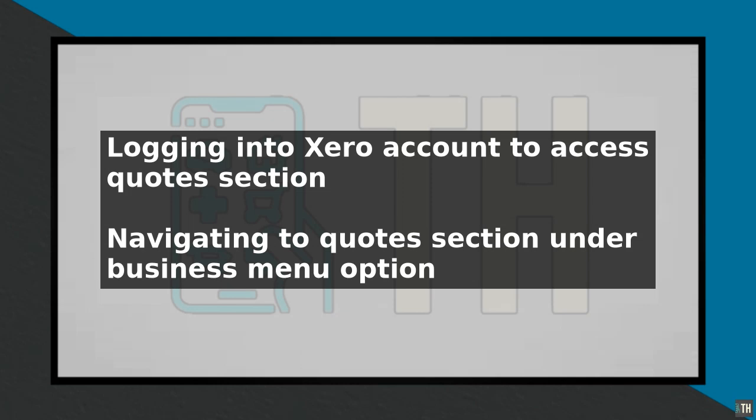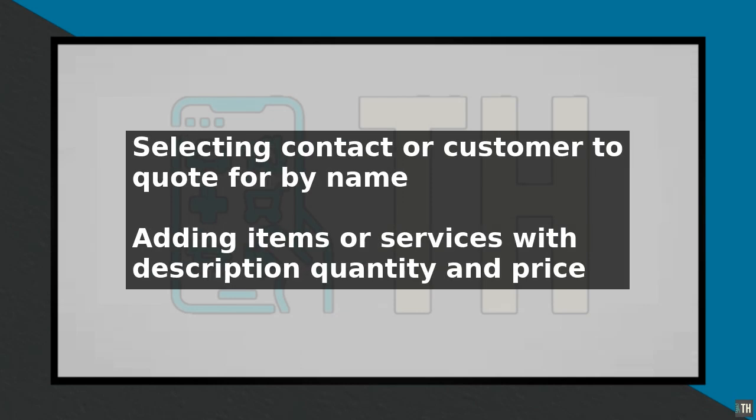You can do this by searching for their name or selecting them from your contact list. Once you have selected the contact, you can add the items or services you are quoting for. You can add items from your existing inventory or create new ones.